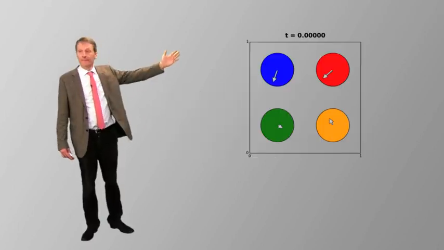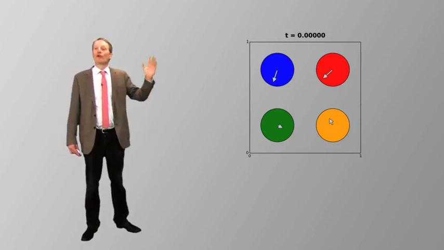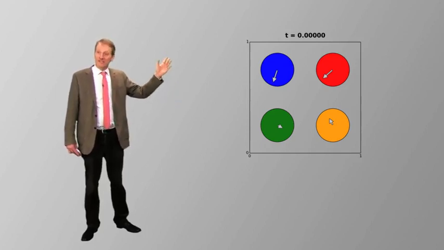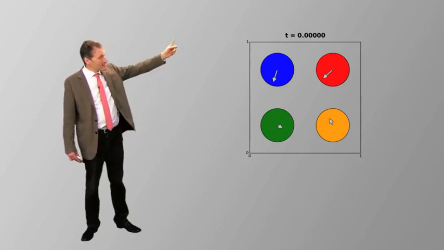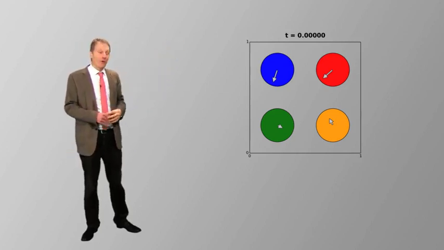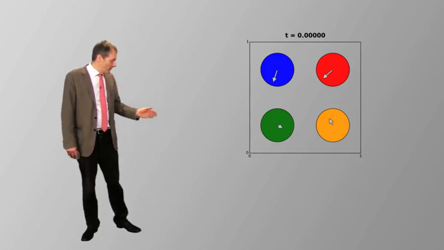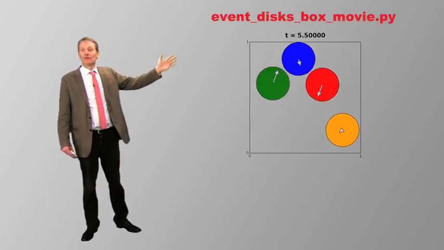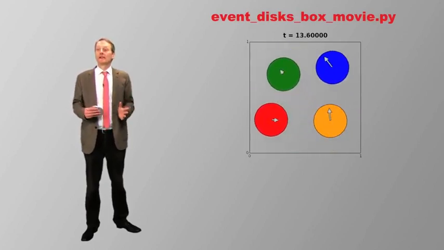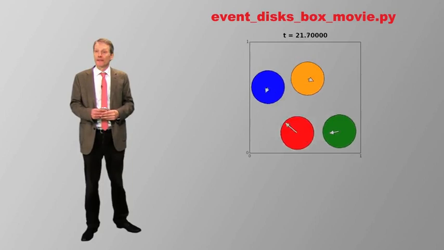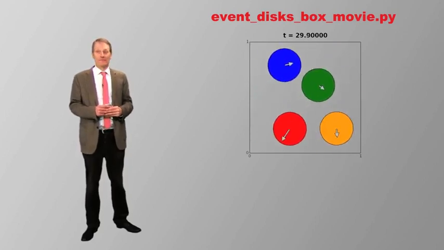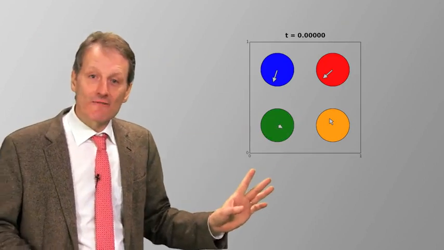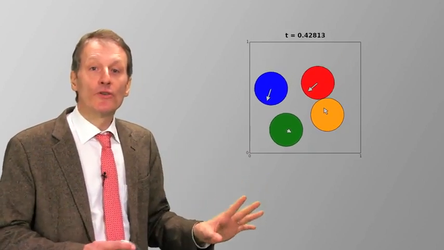What you see here is a configuration of 4 disks, red, blue, yellow and green, with given positions and velocities at time t equals 0 in a box going in x from 0 to 1 and in y from 0 to 1. Here is the time evolution of the disks moving about the box like billiard balls. The dynamics of this system, for example from a configuration at t equals 0, consists in straight line evolution up to the next event.